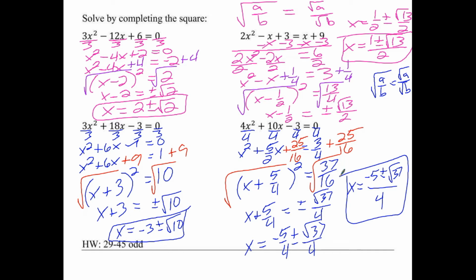The plus or minus is in front of the square root 37, and it stays there because that's how we found it over here when we took the square root of both sides of the equation. So that plus or minus stays on that square root 37. It won't move around.